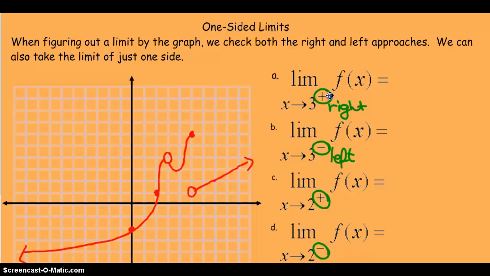So here we go, 1, 2, 3. As I look from the right, it's approaching that value of 4. As I look from the left, this one also happens to be approaching the value of 4. Looking at 2, we can see this one from the right is approaching 1. From the left is approaching 1.